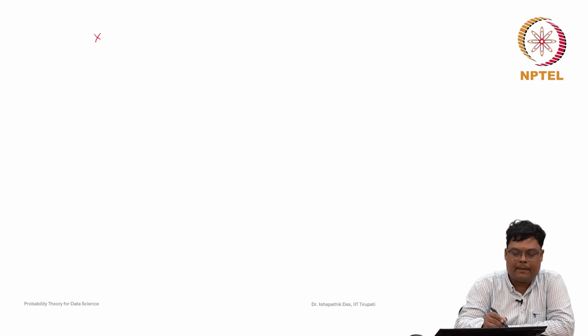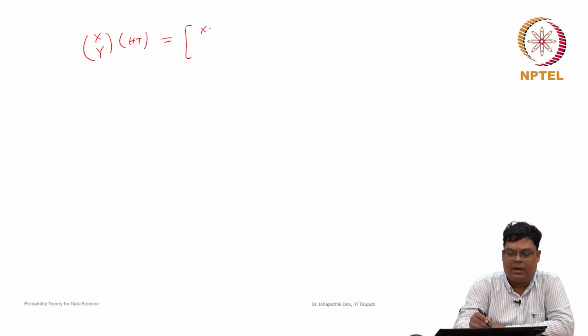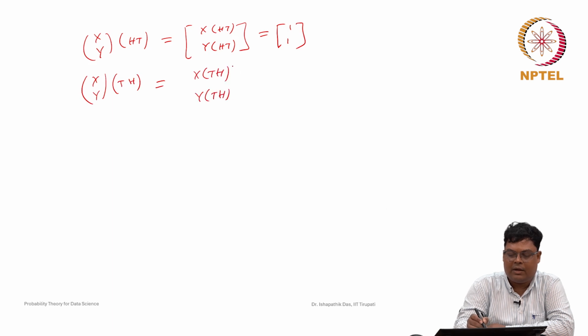XY of head tail is nothing but x of head tail, y of head tail. So, x of head tail is 1, and y is also 1. Similarly, what will be XY of tail head? This point is x of tail head, y of tail head, which is again (1, 1).